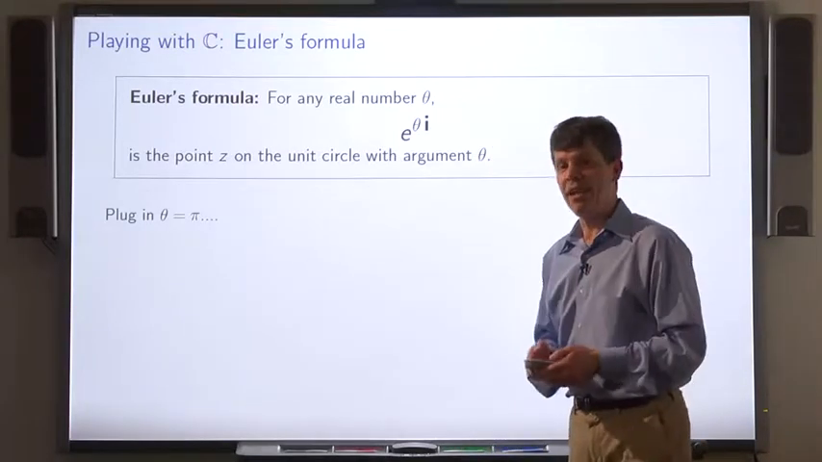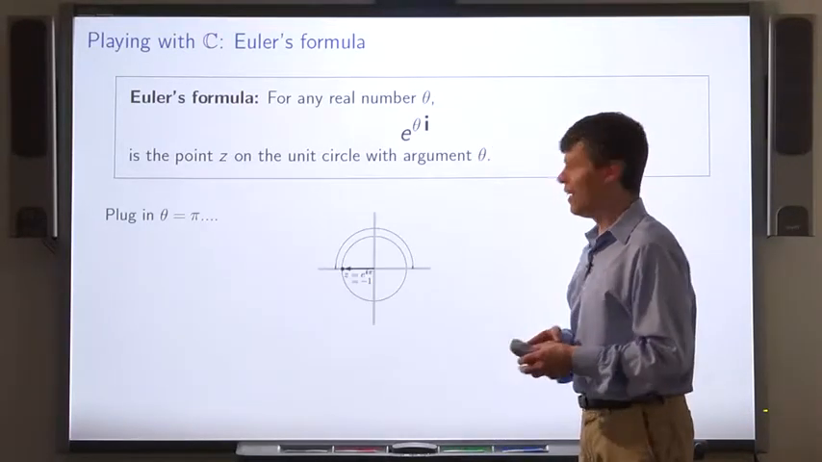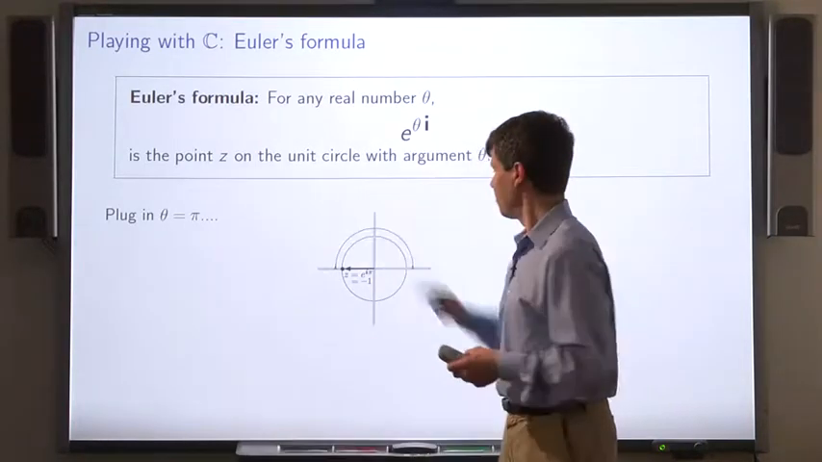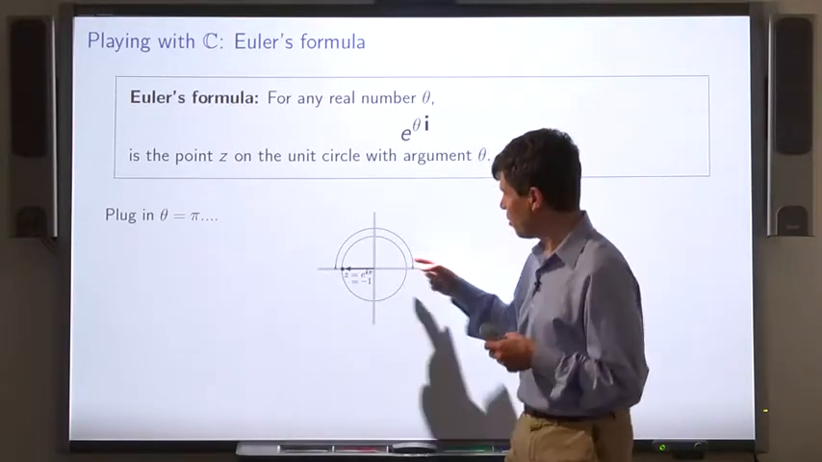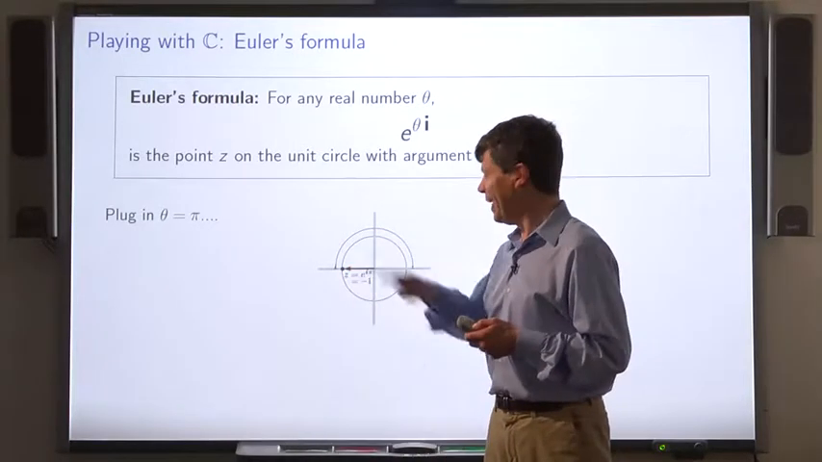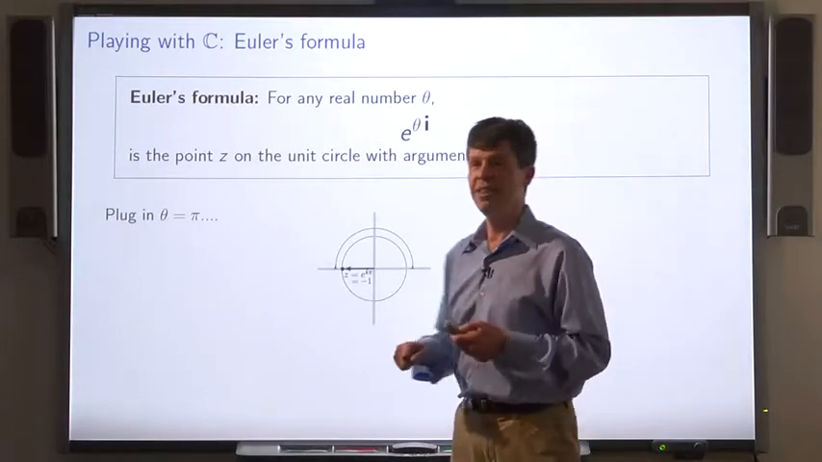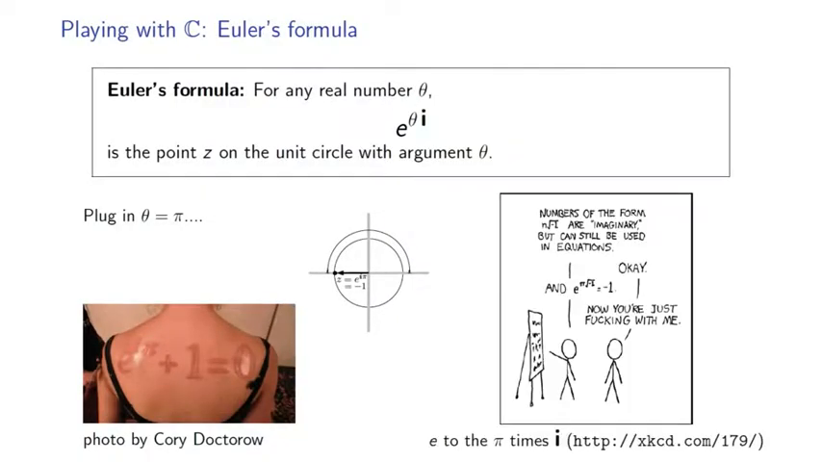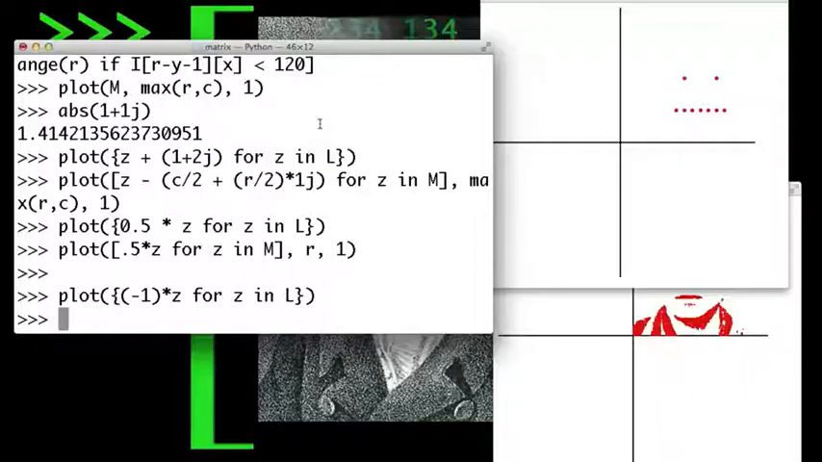If we plug in theta equals pi, that corresponds to an angle of 180 degrees. So the complex number is this one, which turns out to be minus 1. So e to the i times pi is minus 1. Let's form a bunch of complex numbers by plugging in multiples of 2 pi over 20 for theta in Euler's formula. First we have to get pi and e.